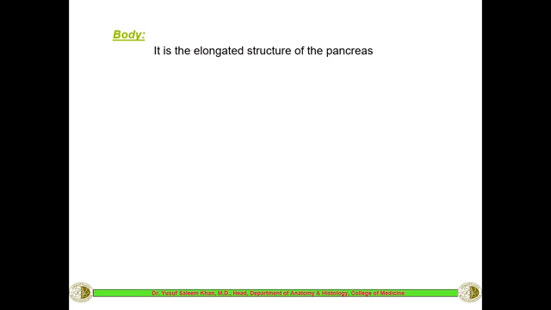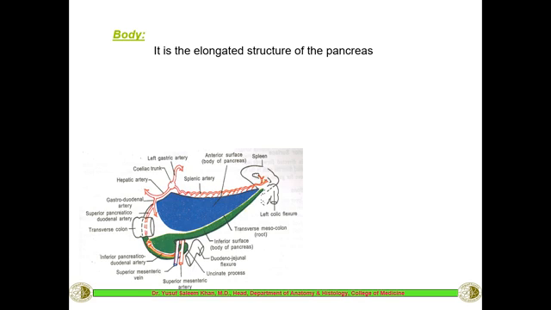Going to the next part, that is the body. The body is the largest as well as the elongated part of the pancreas. A large part of the pancreas is called the body. This whole part which is horizontally placed, that is called the body of the pancreas.